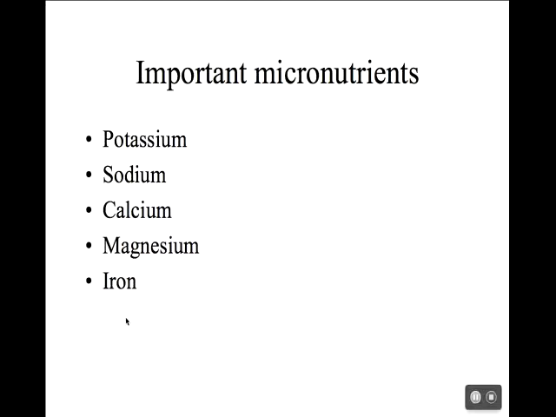These are just examples of some of the reasons that you have to have all of these micronutrients. This is not an exhaustive list. We could add a whole bunch of other micronutrients to this list: zinc, copper, cobalt, nickel, molybdenum, manganese, silica, etc., etc., etc.